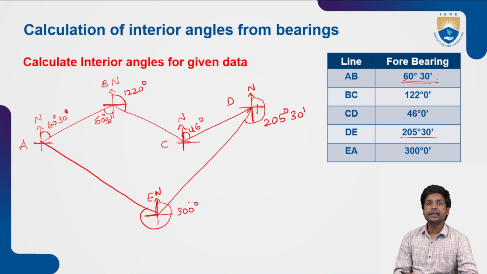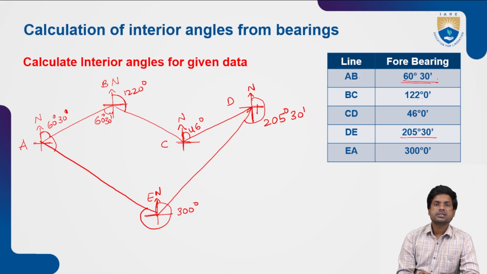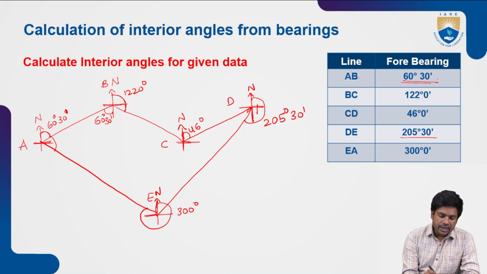Now we have to calculate the interior angles. That means this angle we are going to find out. Okay. These interior angles we are going to find out. So now first we will start from the station A. Okay. Station A to B. Okay. We are going to start at station B first. Now see, this line and this line are parallel. So that is why this angle and this angle will be equal, right? So now this is 60 degrees 30 minutes.